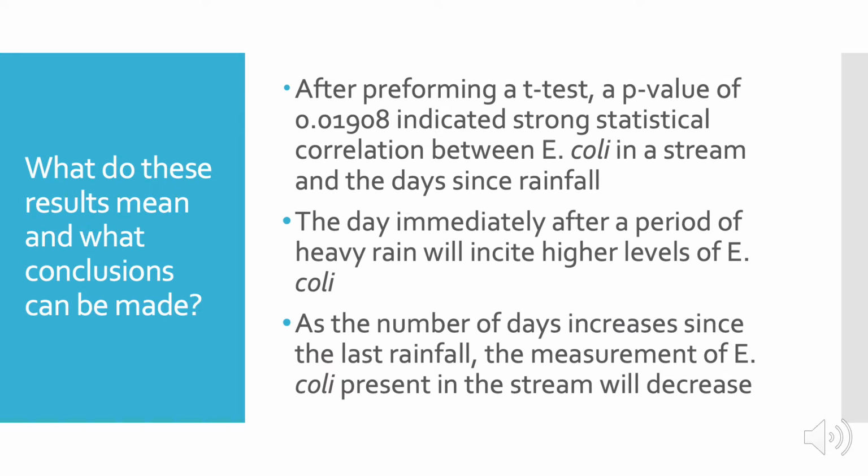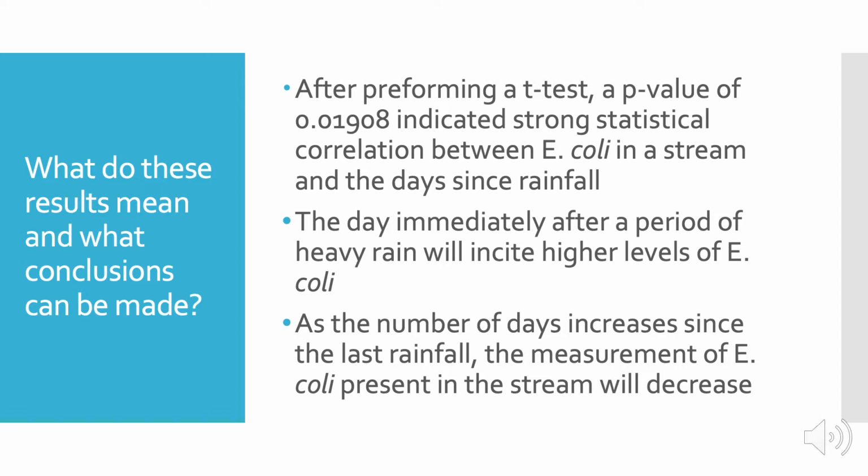So, what do these results mean and what conclusions can be made? After performing a one-tailed paired t-test, a p-value of 0.01908 indicated a strong statistical correlation between E. coli in a stream and the days since rainfall. This provides mathematical backing to the visual correlation depicted in the graph on the previous slide.